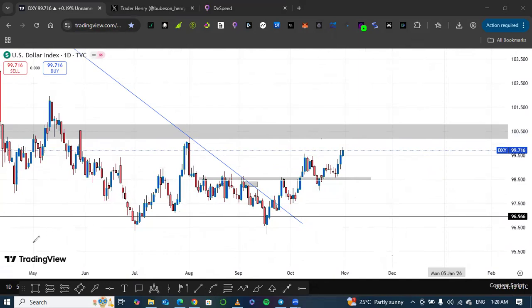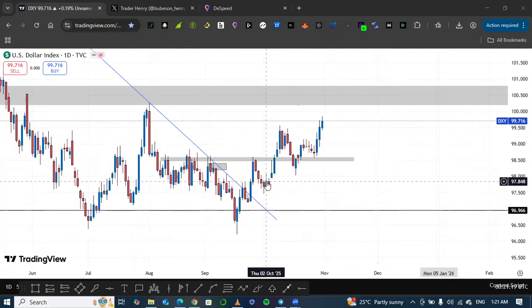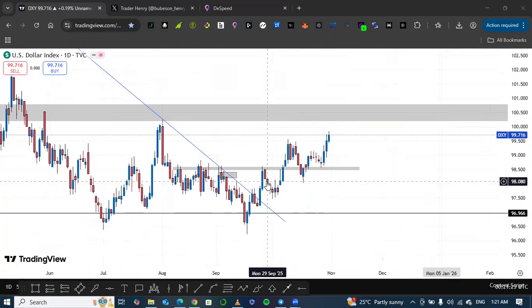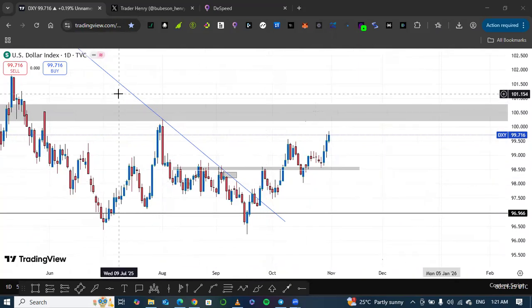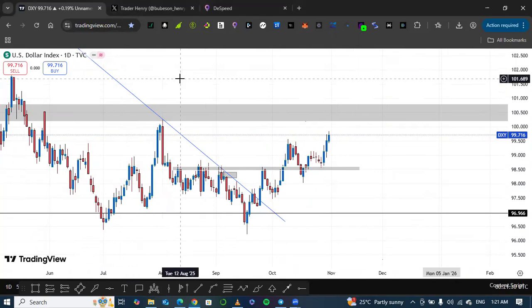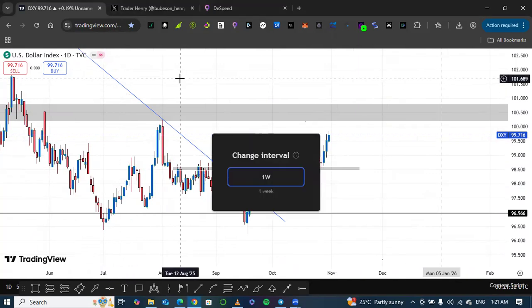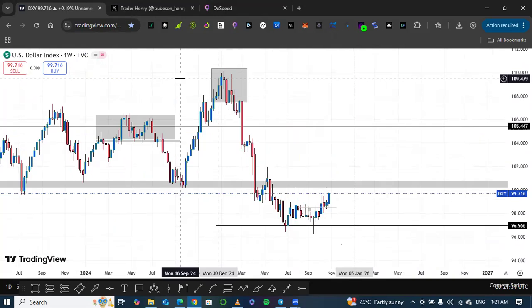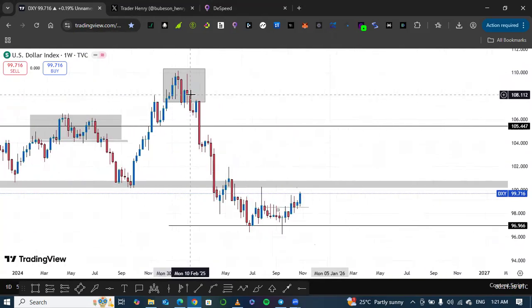So how did I manage to get all these entries? Okay, let me start from the weekly, because most of the entries I did on the weekly. Like for example, AUD/USD, I did the entry on the weekly time frame. So what did I see?